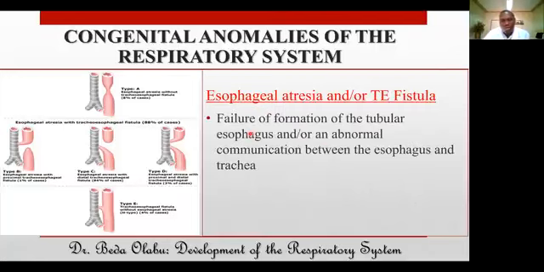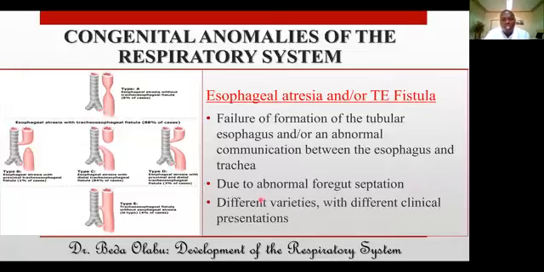I've already told you that it's failure of formation of that tubular lumen of the esophagus. That's what we're calling esophageal atresia. Or you may have abnormal communication in the trachea and the esophagus. And that is what we're calling tracheoesophageal fistula. This is due to abnormal septation of the foregut. So there are different entities with different clinical presentation.